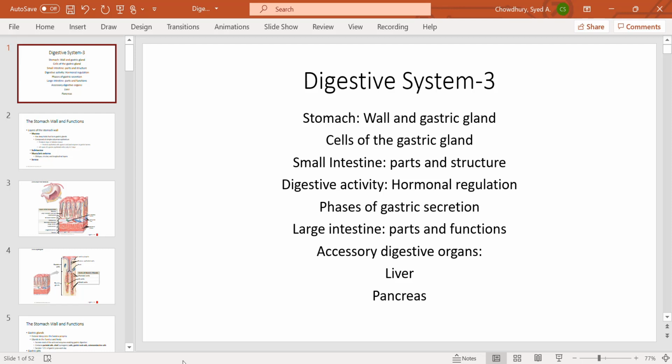Then we'll talk about the accessory digestive organs. The accessory digestive organs include the salivary glands, liver, pancreas, gallbladder. So we'll talk about those structures.